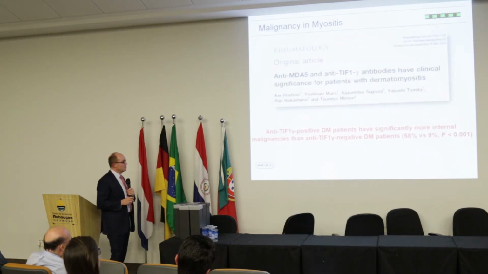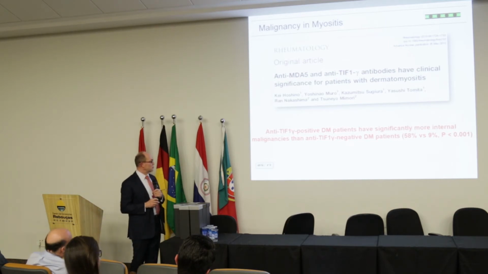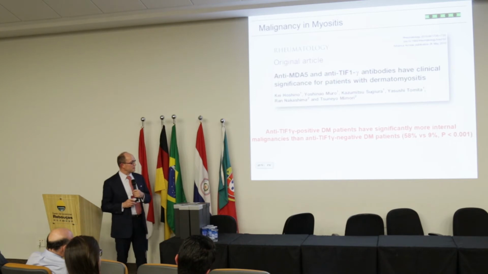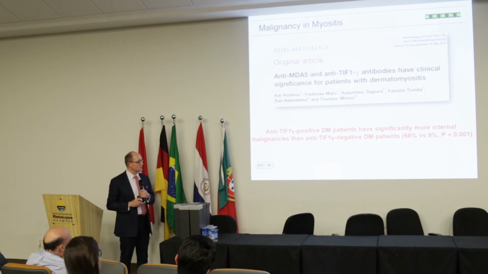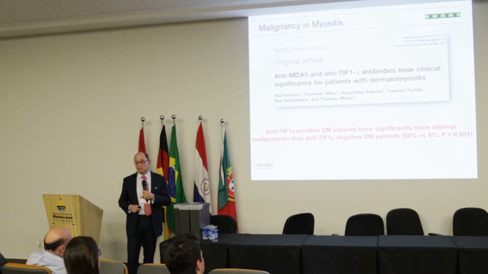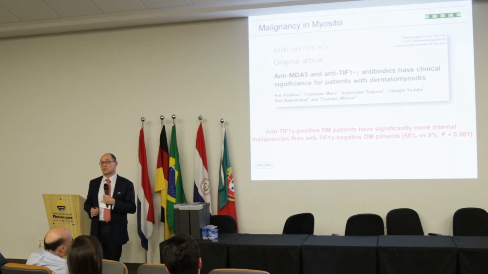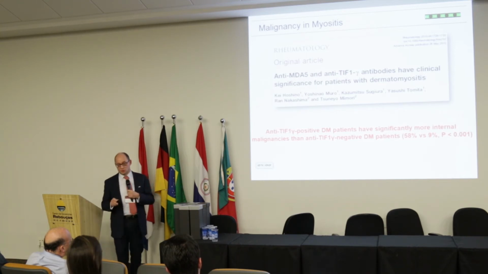TIF1 gamma positive dermatomyositis patients have significantly more internal malignancies than anti-TIF1 gamma negative patients. The difference is really quite significant, 58% versus 9%. So even here, the positivity of autoantibodies points in a certain direction.